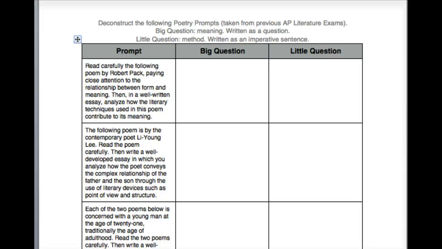Let's talk about how to deconstruct a poetry analysis prompt. This idea comes from the AP Literature exam, but we also do this skill in the 11th grade English class. So what we're going to do is just practice deconstructing prompts, and the purpose of this is to help you read poems, to look for meaning, and to connect the rhetorical choices to the meaning.